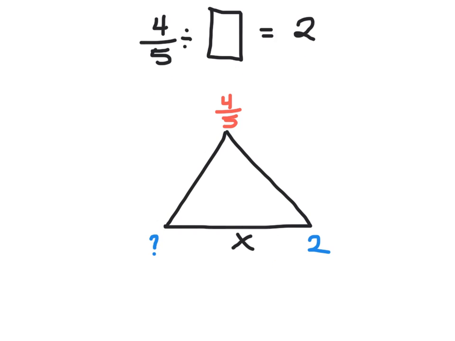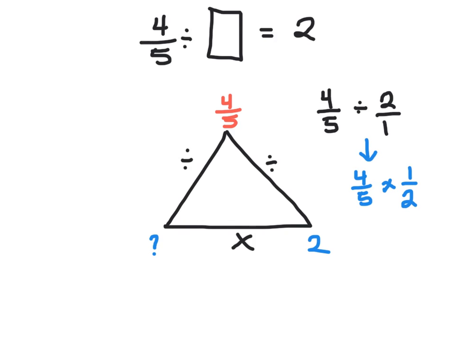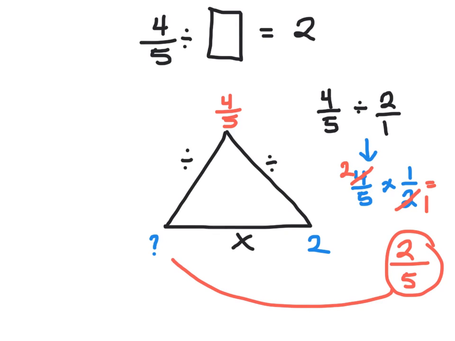So let's use the inverse method. I know that these are division signs right here. So if I take 4/5 divided by 2/1, I could get my answer for the question mark. In order to do this division problem, we need to take 4/5 times the reciprocal of 2/1, which is 1/2. We can cross cancel now, so 2 goes into 2 once, 2 goes into 4 twice. So my numerator becomes 2, and my denominator becomes 5. So this 2/5 should go where the question mark goes.